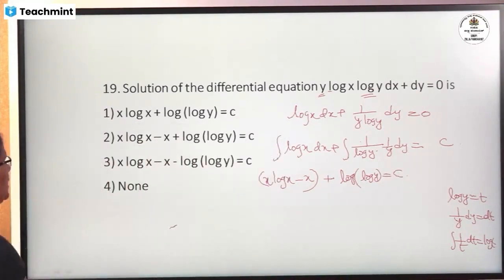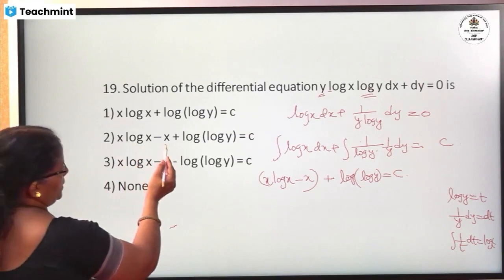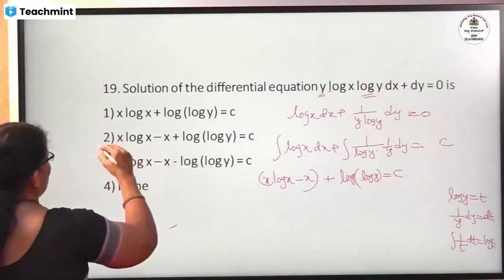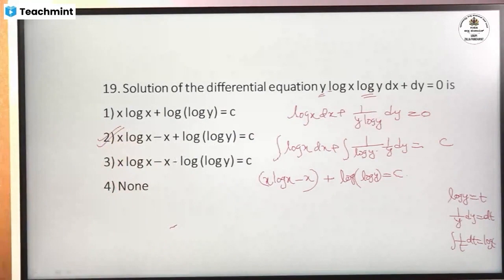So which is the correct option? x log x minus x plus log of log y equal to c. Correct?